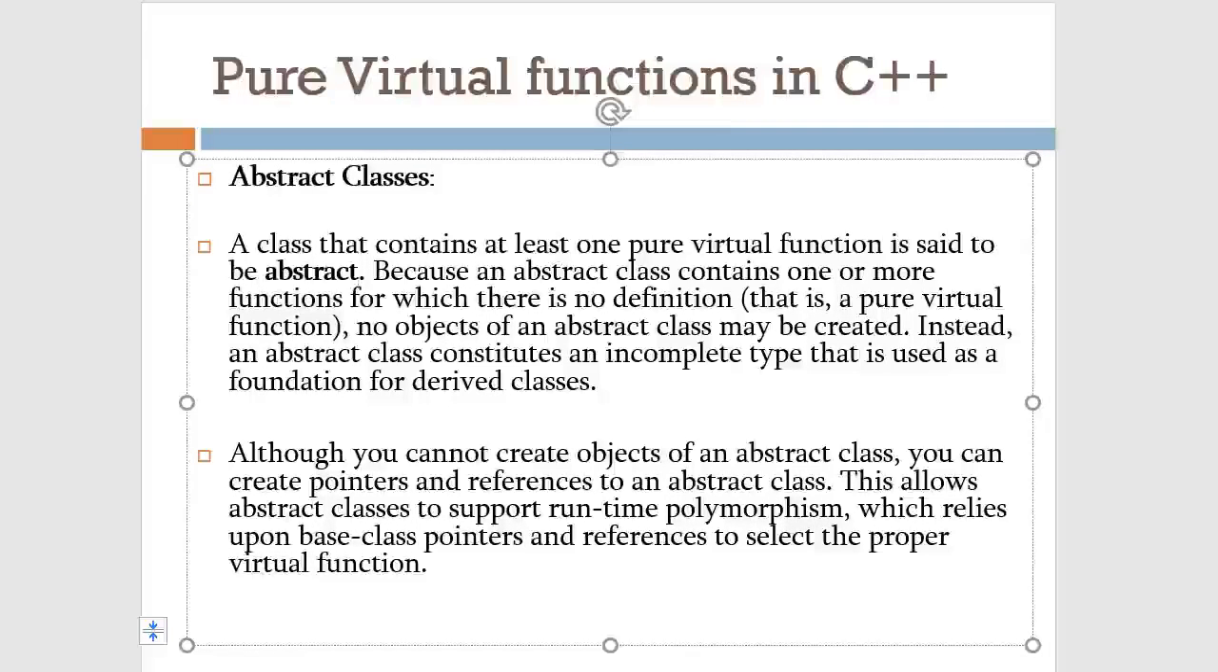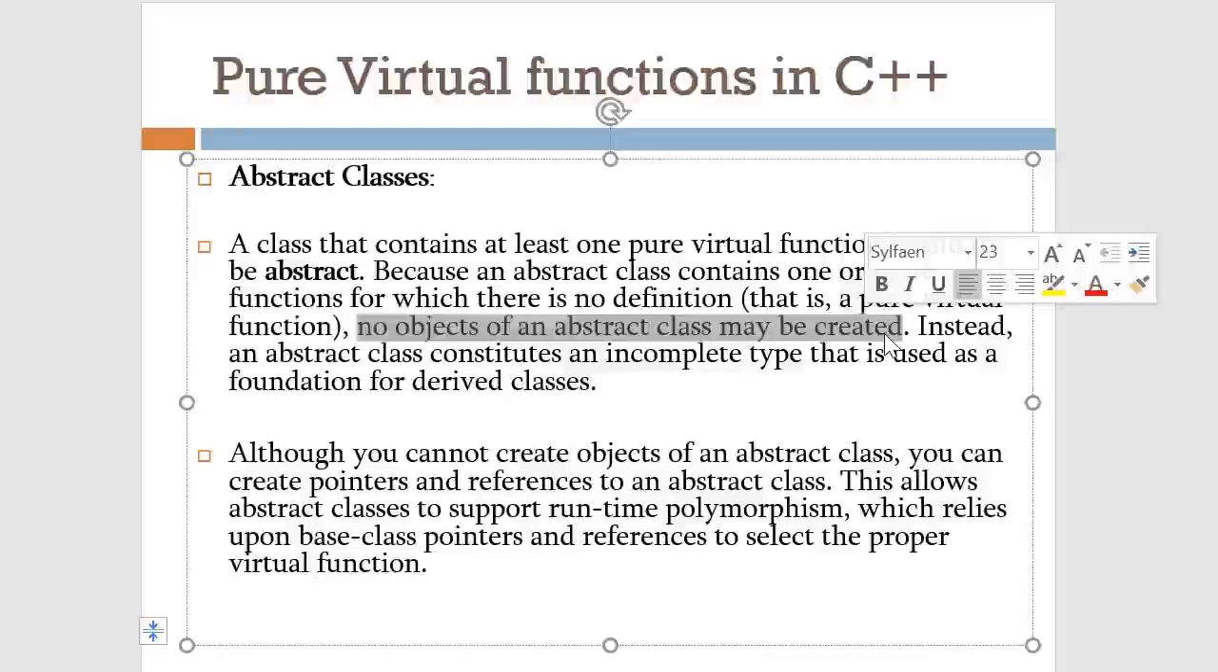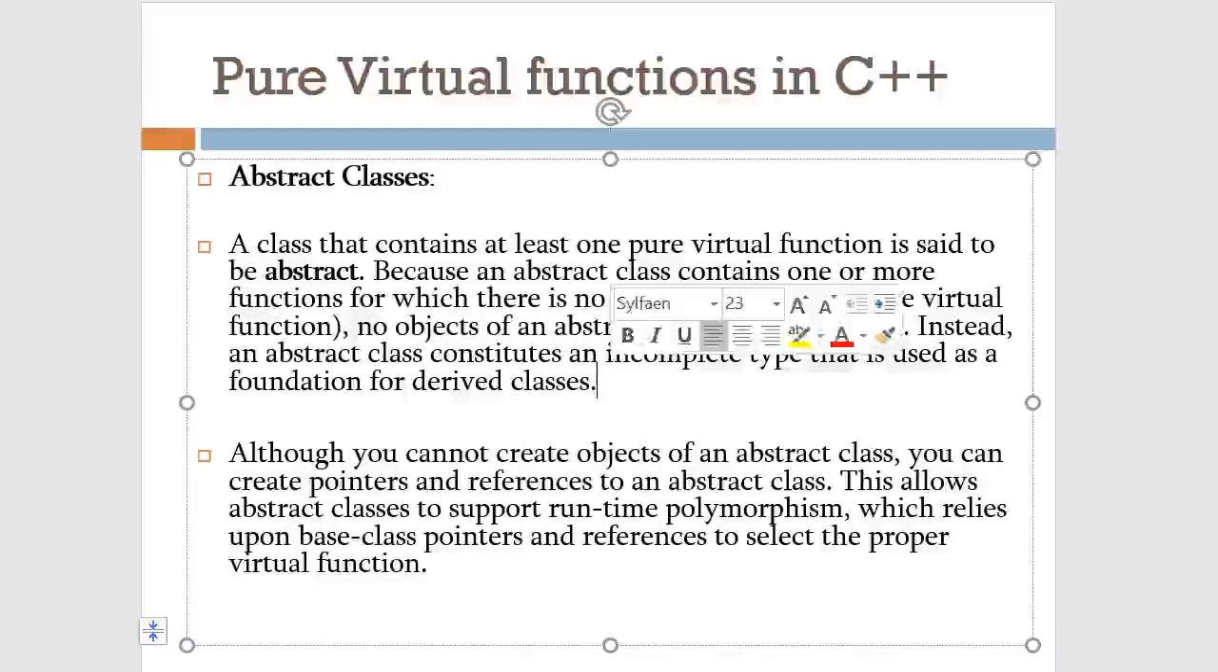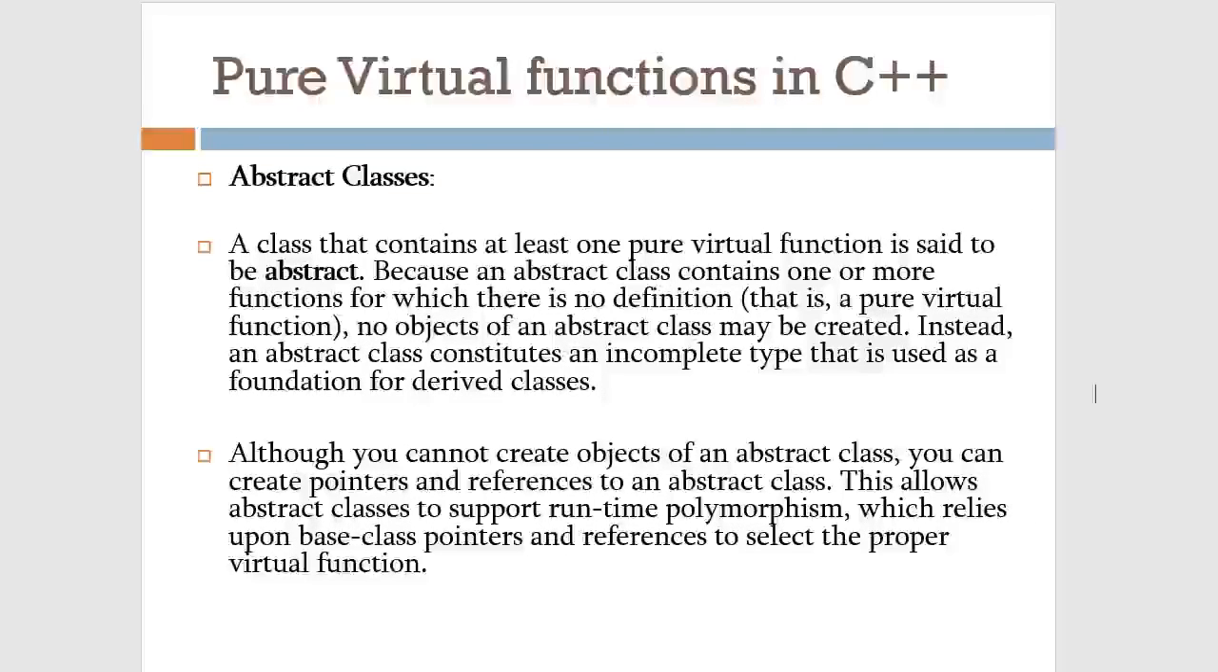And because an abstract class contains one or more functions for which there is no definition, that is, a pure virtual function, no object of an abstract class may be created. You cannot create an object of an abstract class. Instead, an abstract class constitutes an incomplete type that is used as the foundation for the derived class. It is like an incomplete type. You can't create an object of that abstract class.